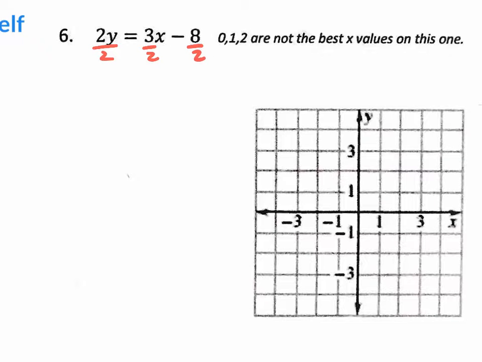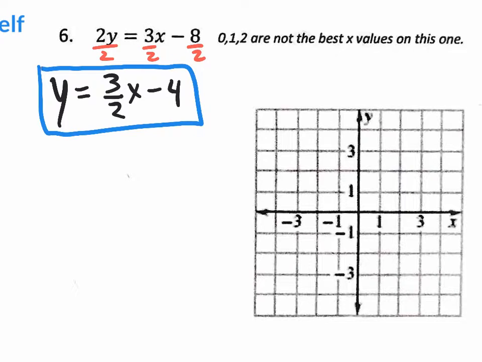And we end up with a slight problem. Y is by itself. That's function form. That's what we wanted for step 1. 3 divided by 2, I can't really do that. So I just leave it like a fraction, 3 divided by 2. Of course, there's still an x right there. And 8 divided by 2, that one's 4. So this is my function form equation. Y is by itself. It's great.